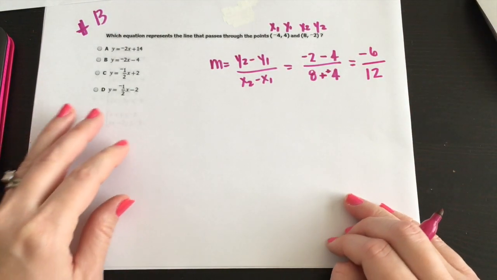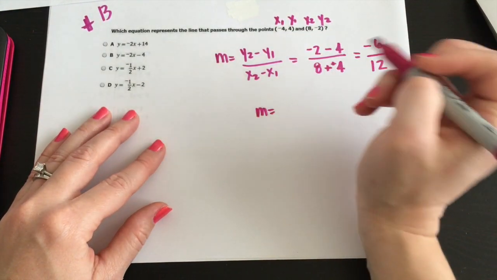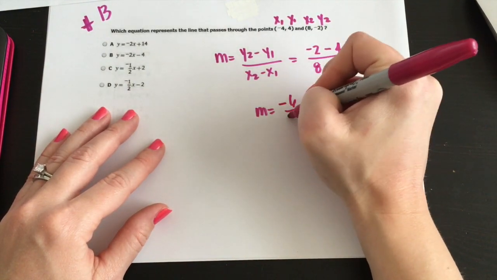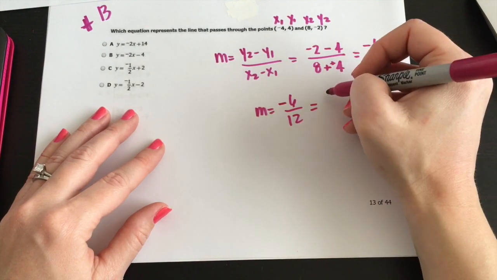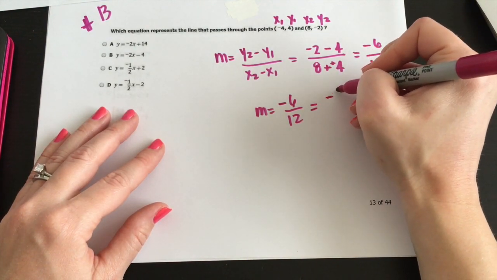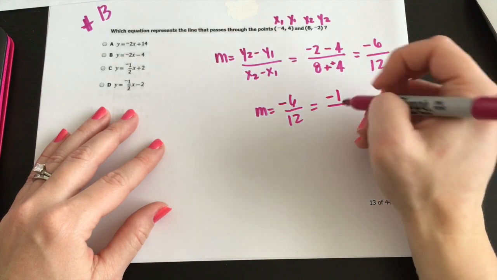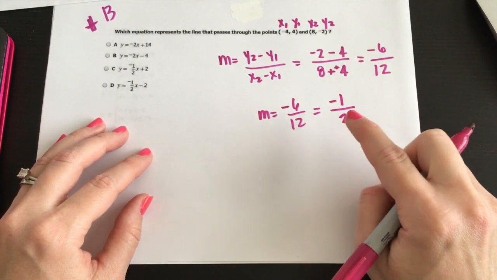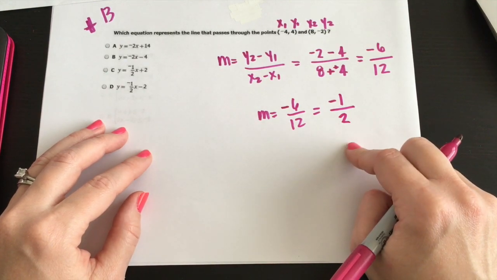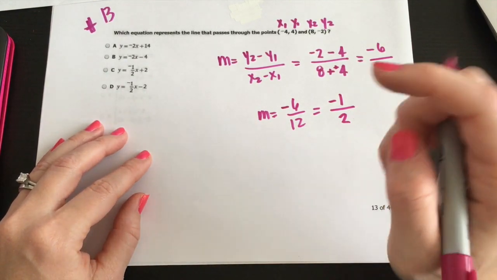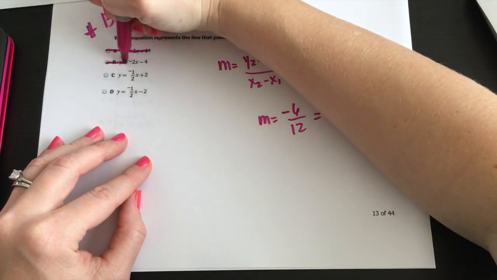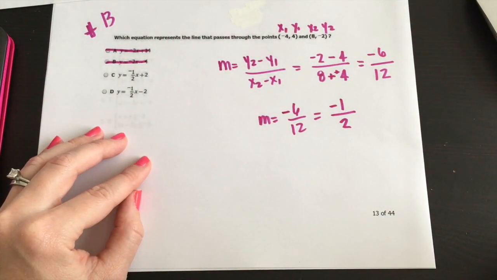Slope is equal to negative 6 over 12. 6 will go into itself once. 6 will go into 12 twice. We have negative 1/2. So at this point, we know our slope is negative 1/2. What we can do from here is eliminate answer choices A and B because we know it's not either of those.